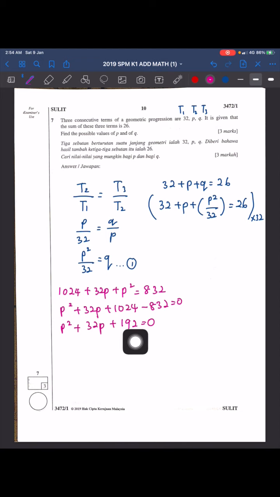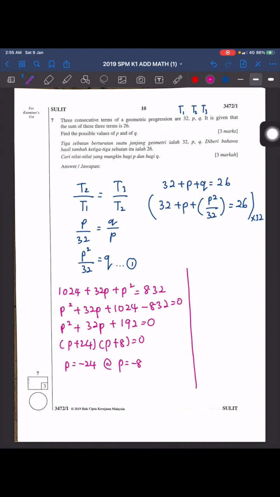Kita factorize. Untuk factorize kita ada 2 option. Nak guna formula boleh. Nak guna calculator yang EQN tu pun boleh. So we will get (P plus 24)(P plus 8) equals to 0. Nak guna formula tak ada masalah, boleh. So P is equal to negative 24 or P is equal to negative 8. So kita dah ada 2 values of P. Soalan nak P and Q, so macam biasalah kita buat.